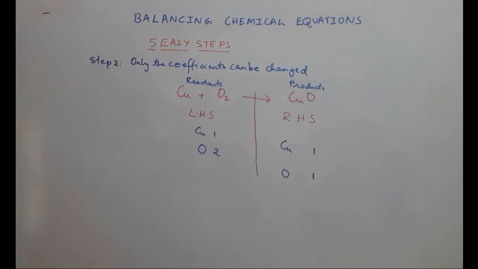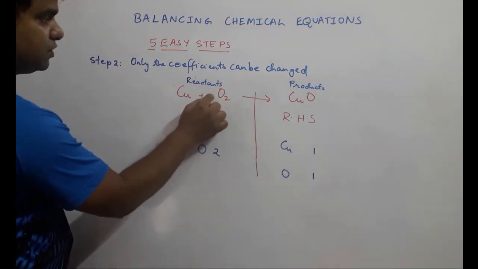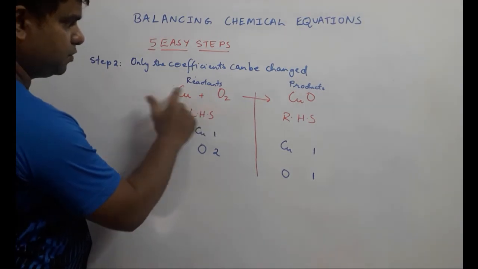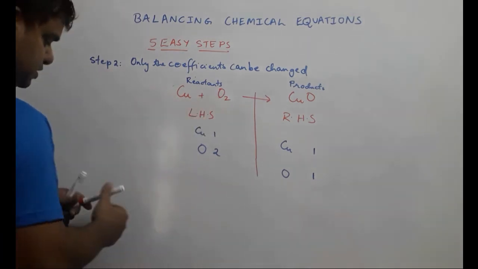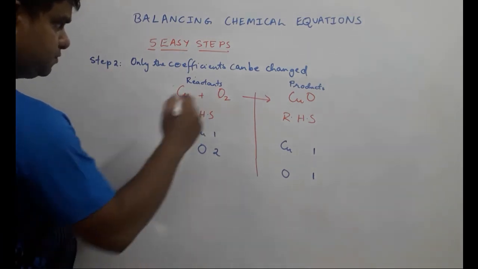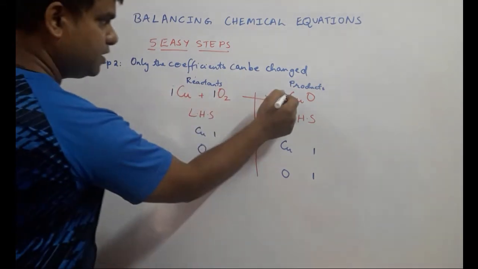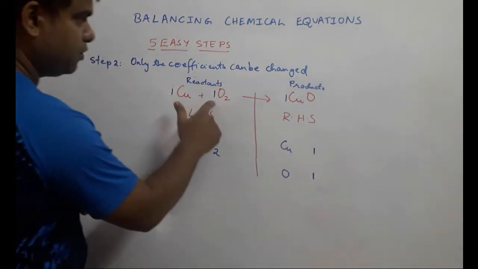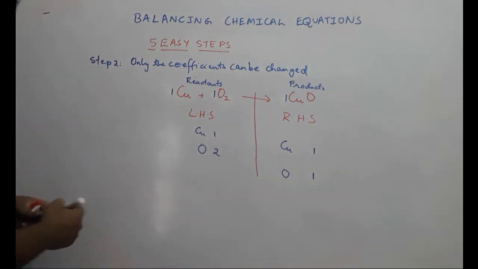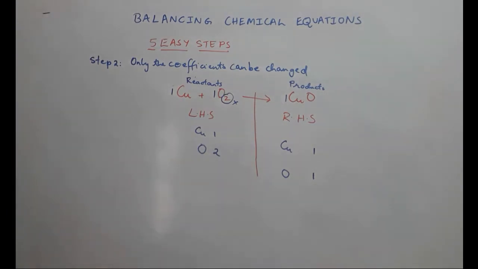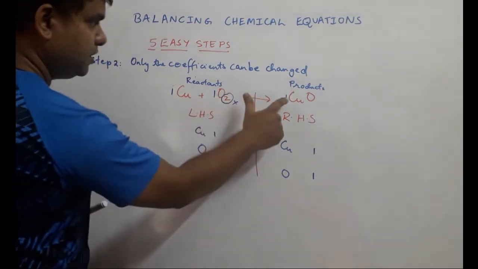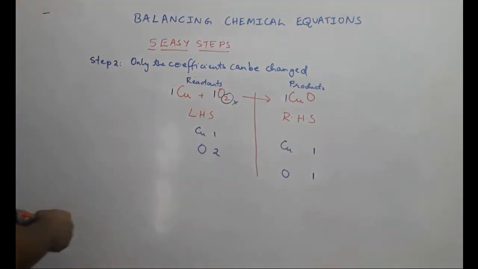Step 2. Only the coefficients can be changed. What are coefficients? They are the numbers in front of the atoms. Since there is nothing in front of any of these, it is assumed to be 1 here, 1 here and 1 here. These are the only ones that we can change. We cannot change the subscript. Not allowed. We cannot touch them. Only the coefficients can be changed in order to balance the equation.